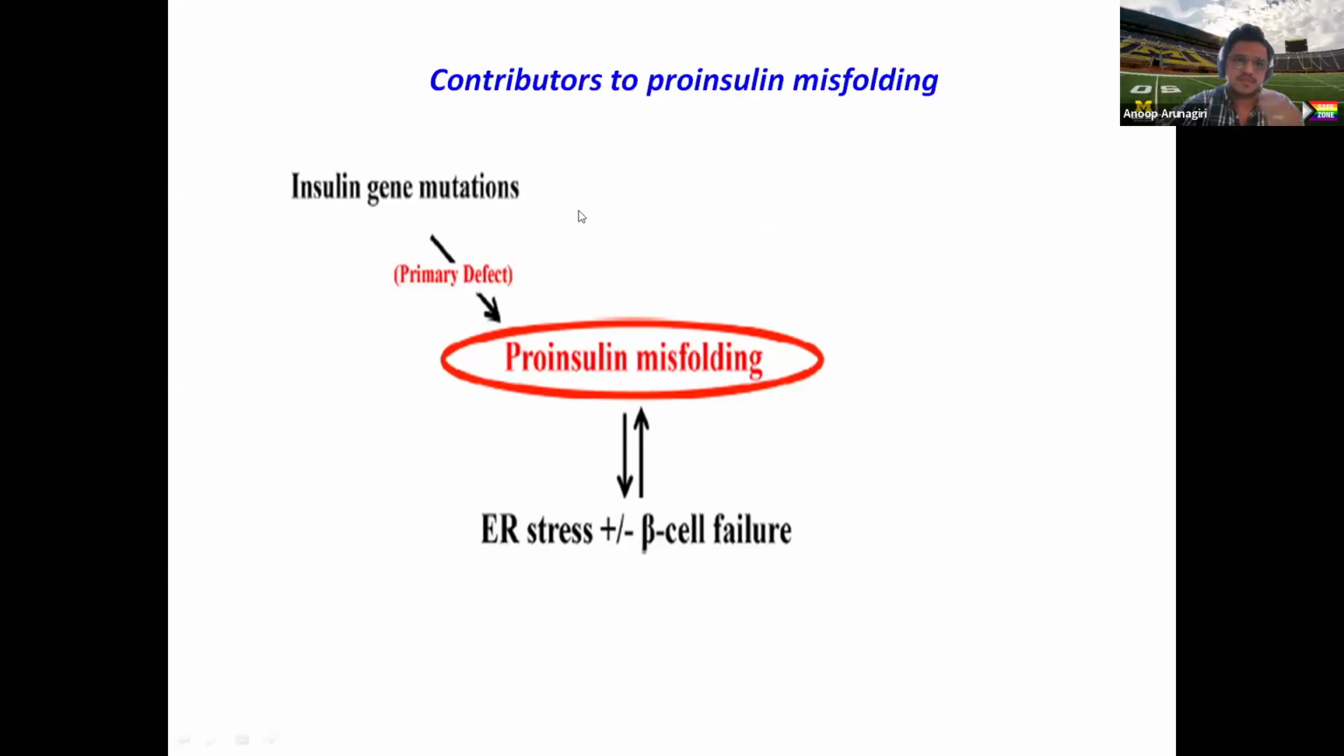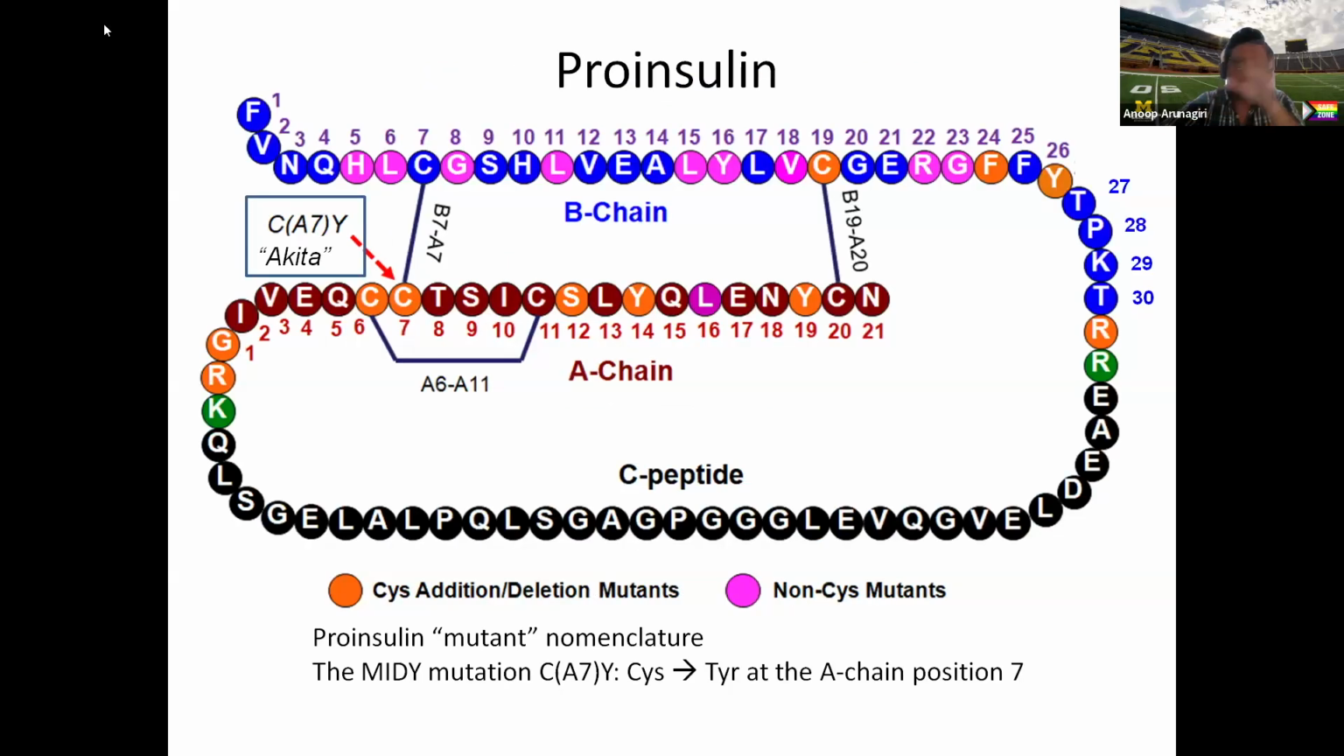Insulin gene mutations. Our lab has been studying a rare form of diabetes called mutant insulin gene-induced diabetes of youth, or MIDY. As the name suggests, the patients affected by this form of diabetes are very young, 3 months or 6 months old, as early as that. Here, the gene mutation causes a structural defect in the protein product proinsulin. Therefore, proinsulin misfolds.